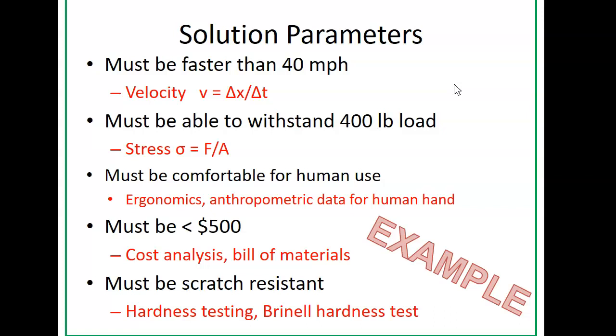And then when you're looking at cost, if you set a cost limit, then you're looking at cost analysis and bill of materials, and it has to be scratch resistant. So now you're looking at hardness testing and that sort of thing. So that's an example of what we want to do. I want the format to be much cleaner than this when you do this assignment.